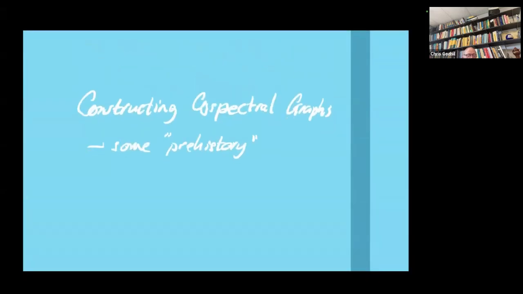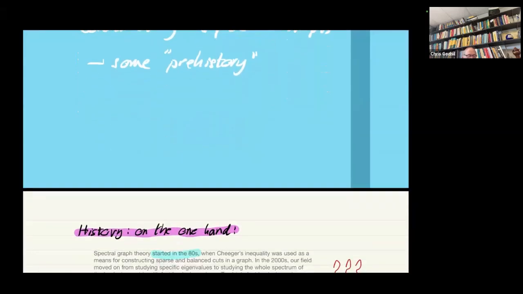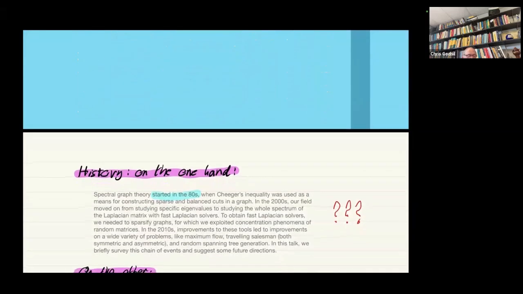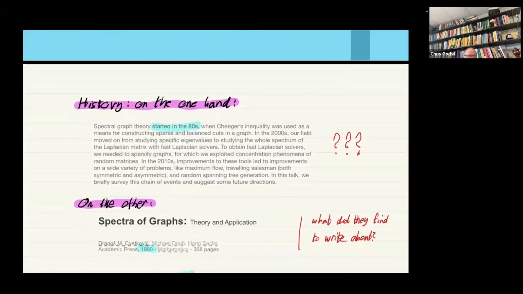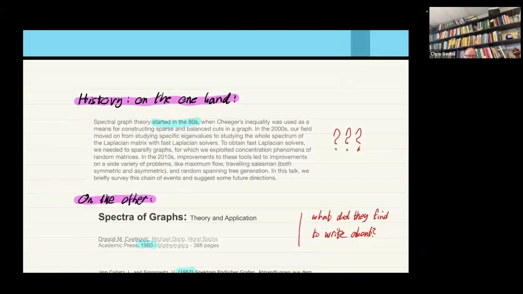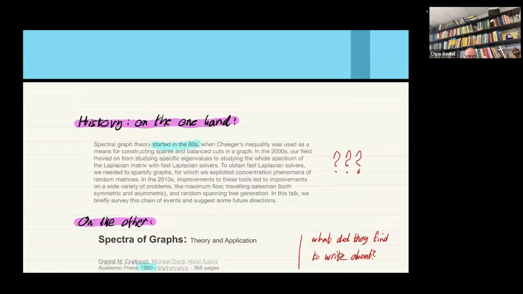Now, since I've mentioned history, I looked around a little bit at the history of spectral graph theory, and I found this rather amazing statement: spectral graph theory started in the 80s. That's a rather strange statement, because in 1980 the book Spectra of Graphs by Cvetković, Doob, and Sachs was published, and it has 368 pages. If the first statement is correct, one wonders what they found to write about.